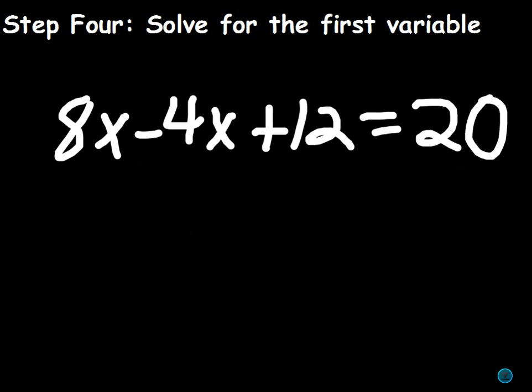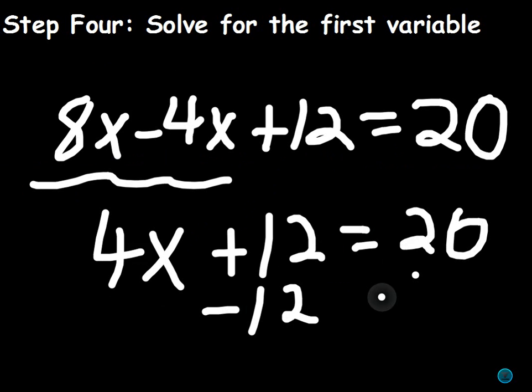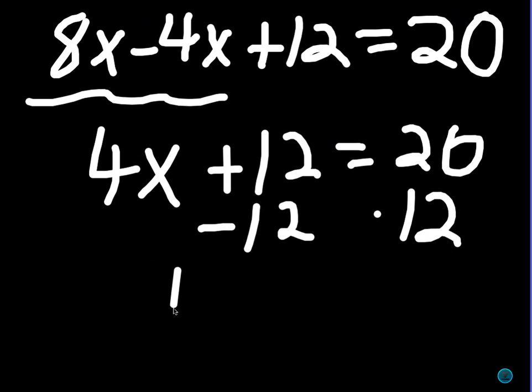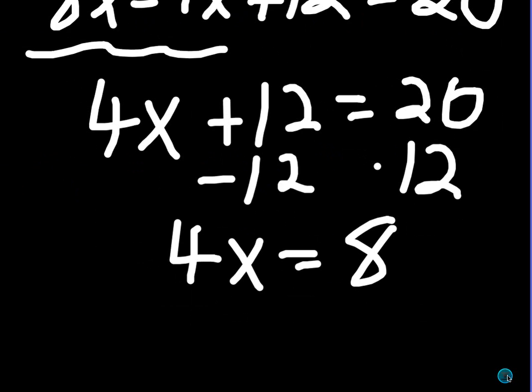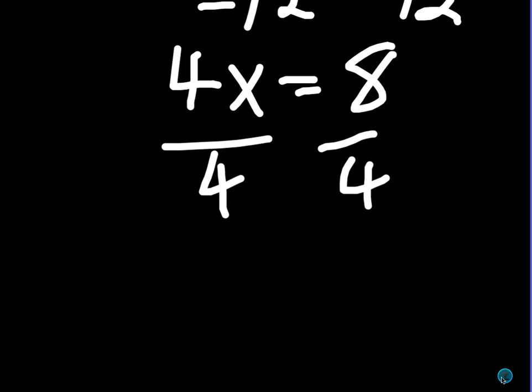Okay, how would you solve for x from here? You'd subtract the 4x, which would make it 4x. Okay, 8x minus 4x is 4x, plus 12 equals 20. Now what? Minus 12 on both sides. Okay. And then you get 4x equals 8, and then divide by 4 on both sides. Good job. And then x equals 2.